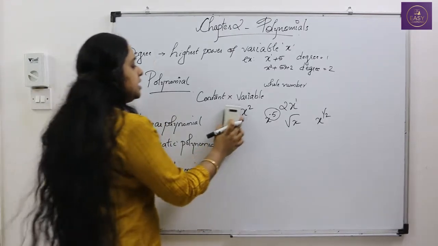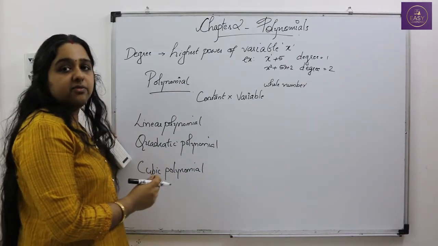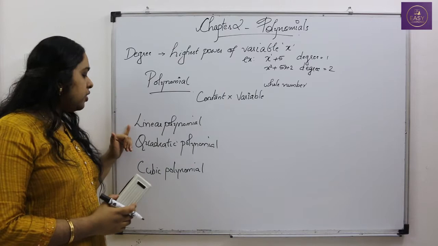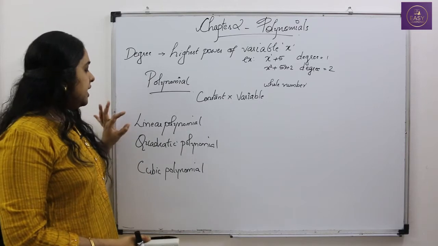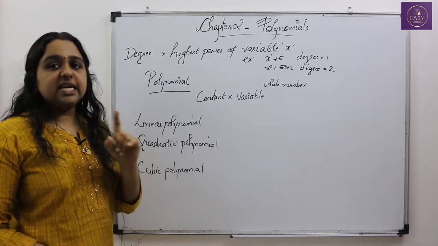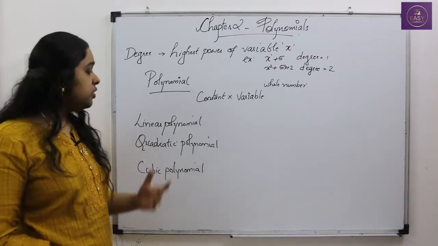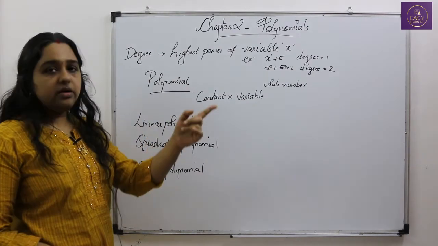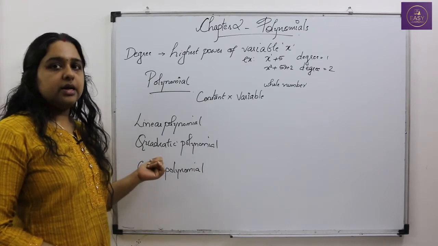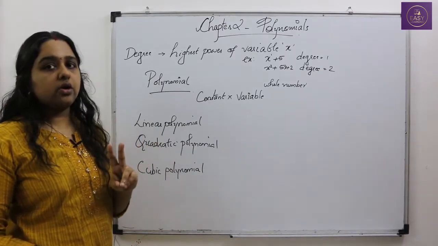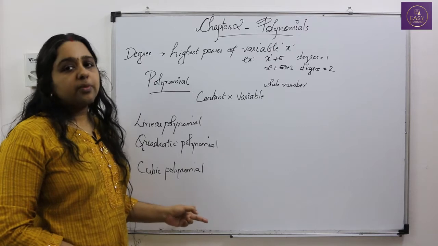Okay, so let's move on to our different types of polynomials. In this we are mainly dealing with 3 types of polynomials, that is linear polynomial, quadratic polynomial and cubic polynomial. Linear polynomials are those polynomials with degree 1. Now you already know how to find the degree of a polynomial. So those polynomials with degree 1 are called linear polynomial. Then what will be quadratic polynomial? Polynomials with degree 2 are called quadratic polynomial, and polynomials with degree 3 are called cubic polynomial.